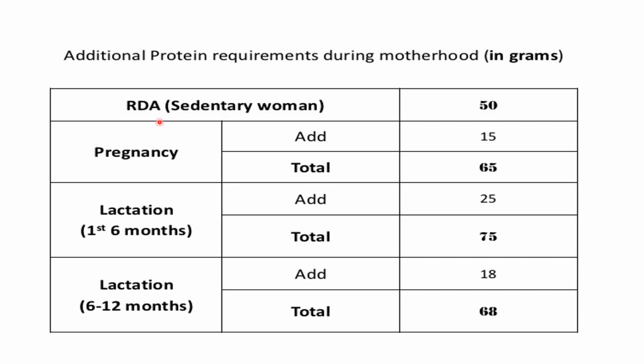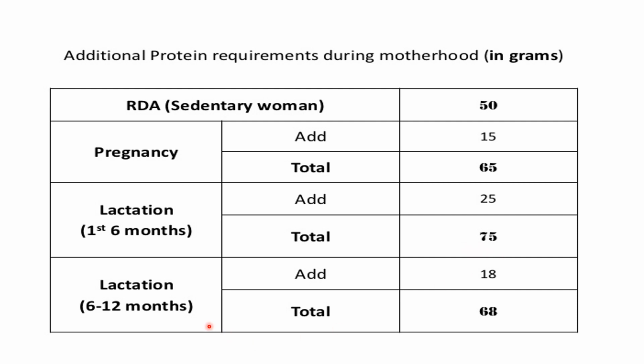So if you are thinking about the recommended daily allowances for a sedentary woman, a normal case, if she is not pregnant, if she is not lactating, and if her lifestyle is sedentary, she needs 50 grams of protein in a day. And during pregnancy we know that we are supposed to give an additional 15 grams. So these two things together, during pregnancy she needs 65 grams of protein in a day. And during lactation, additionally we are supposed to give 25. So 50 plus 25 will become 75. So the protein requirement for a lactating mother in the first 6 months is 75 grams.